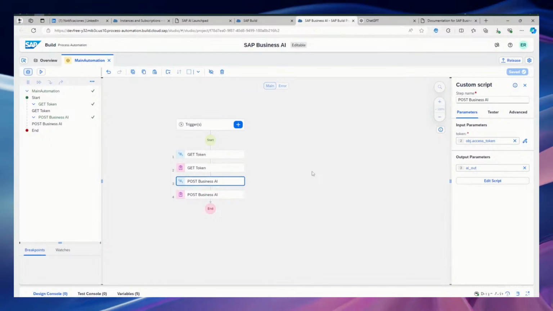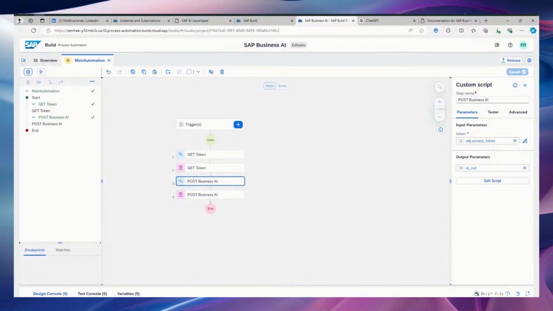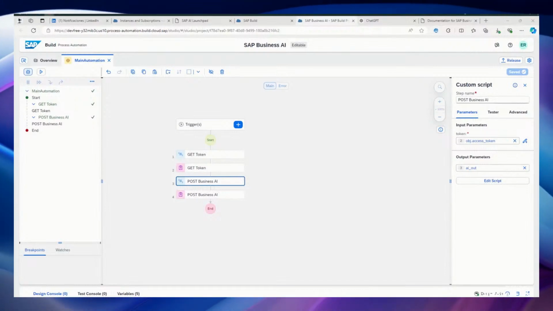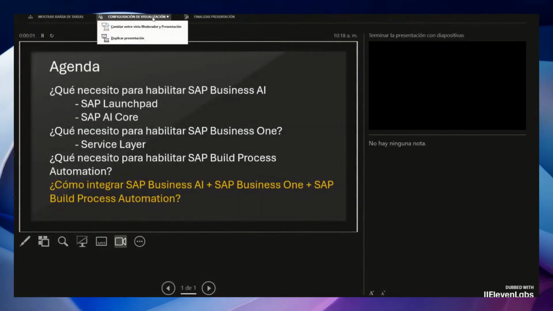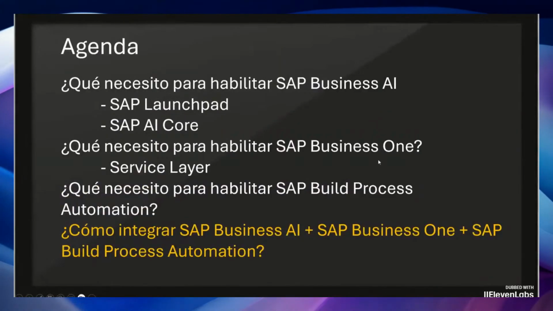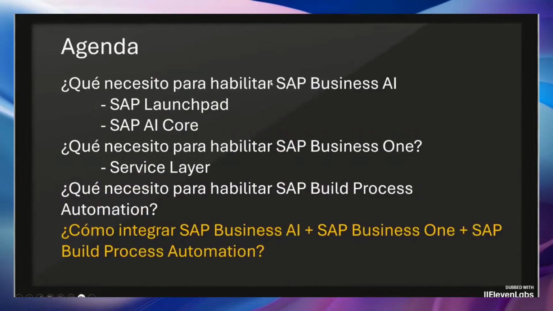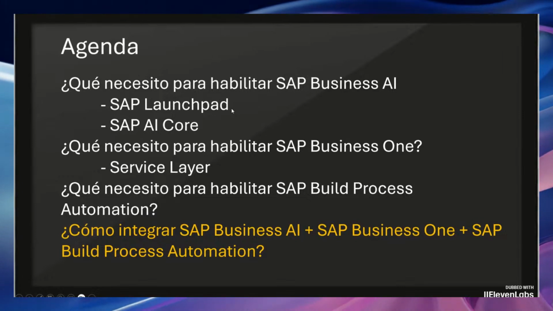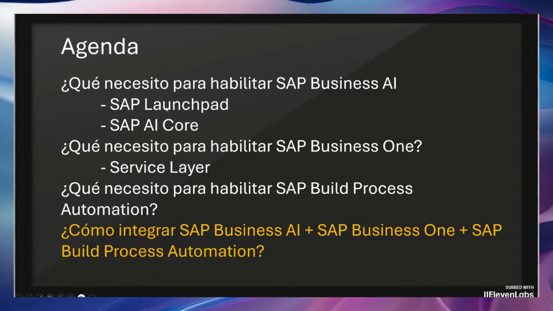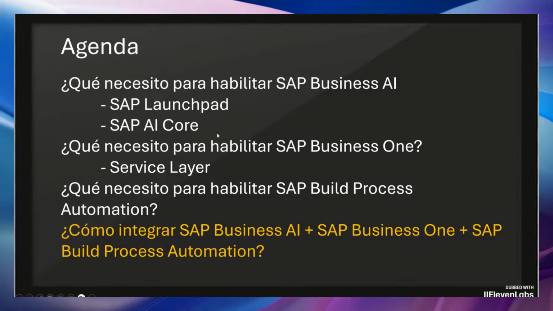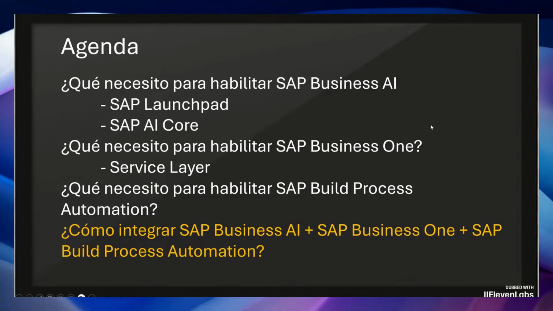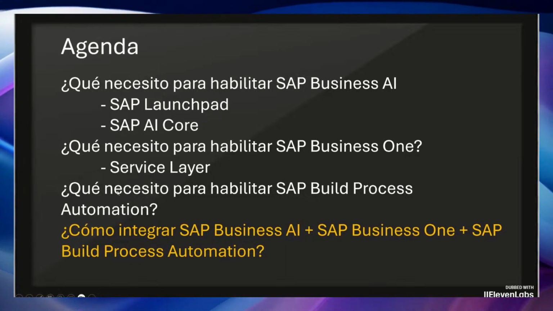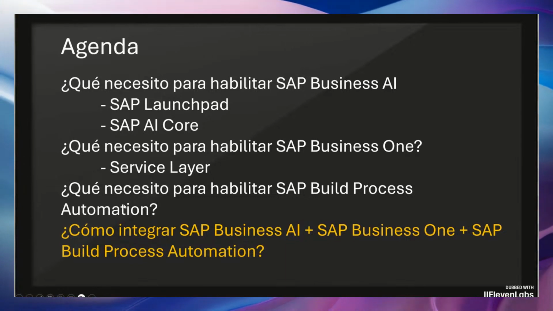So with this, I've briefly shown in a short video how we can create an integration among the 3 technologies. What do I need to enable SAP Business AI? You need SAP AI Launchpad and SAP AI Core. What do I need to enable SAP Business One? You need access to the service layer, of course. And what do I need to enable SAP Build Process Automation?